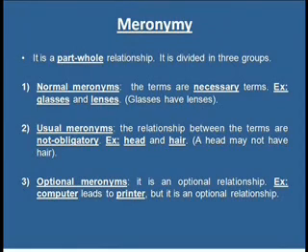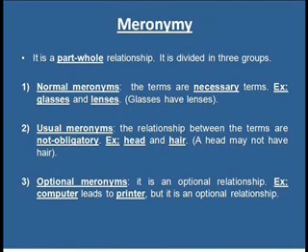Meronymy is a relation as well. Meronymy is a part-whole relationship between terms. It takes into account how necessary the part is to the whole. That's why it is divided into 3 groups. The first would be normal meronyms. They are necessary terms. For example, glasses lead to lenses.